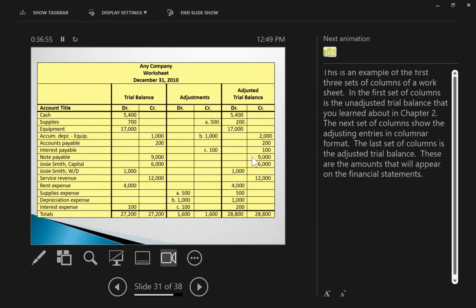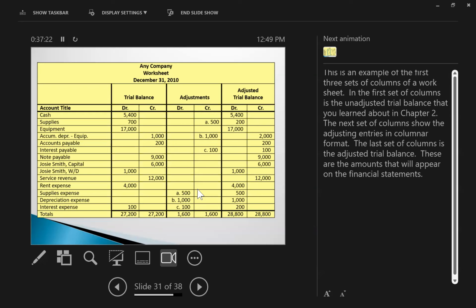So this is what the worksheet looks like up to this point, okay? So you'll notice I've got the trial balance here. Those have to add up. The adjustments are here. And notice how they have letters after them so you can easily find them on the other side. Because if there's a mistake and the adjustments don't equal, you need to find out where it is.